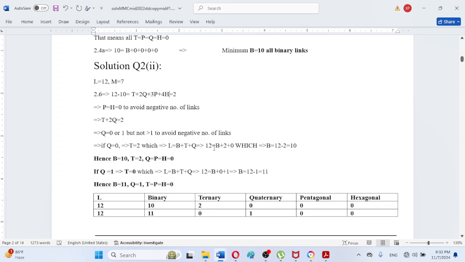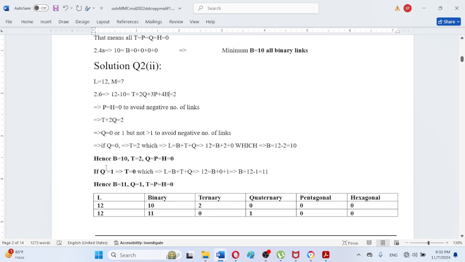2.4a, which will give 12 minus 2, that is 10 binary links. So in this way the first combination will be 10 binary links, 2 ternary links, and all of q, p and h will be 0.